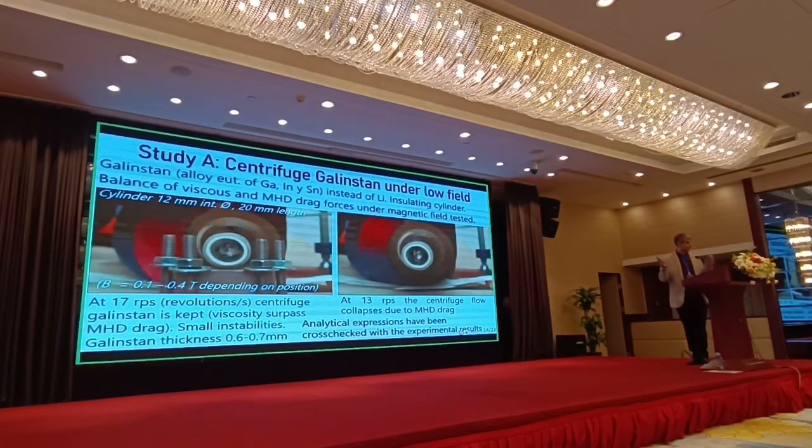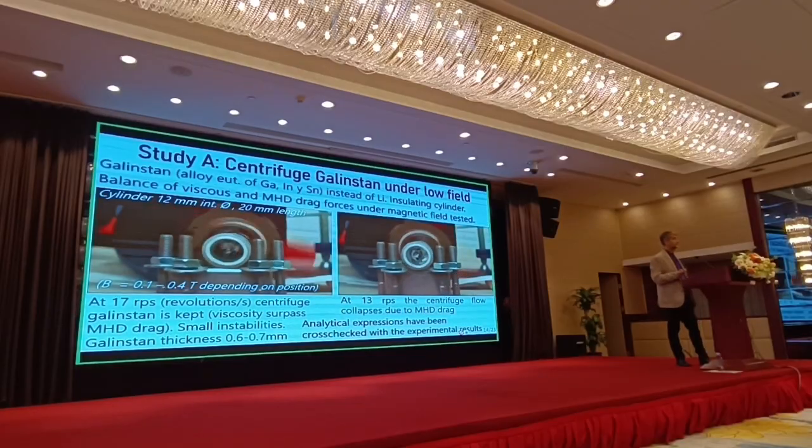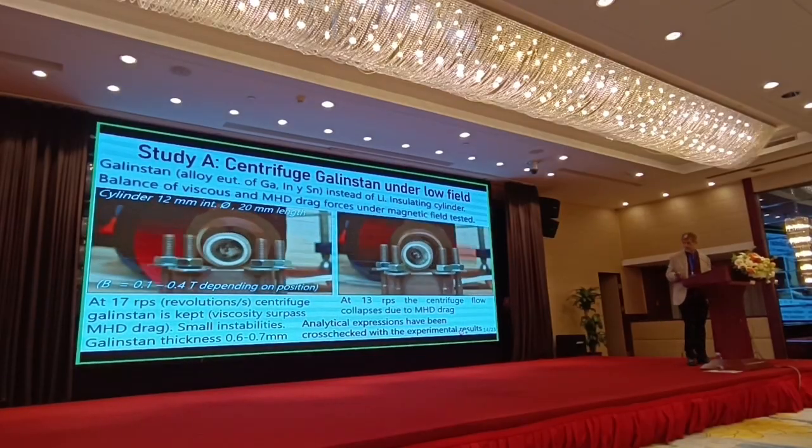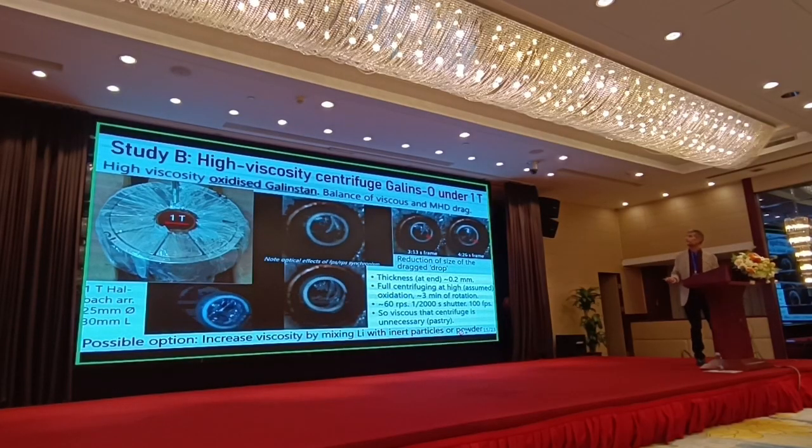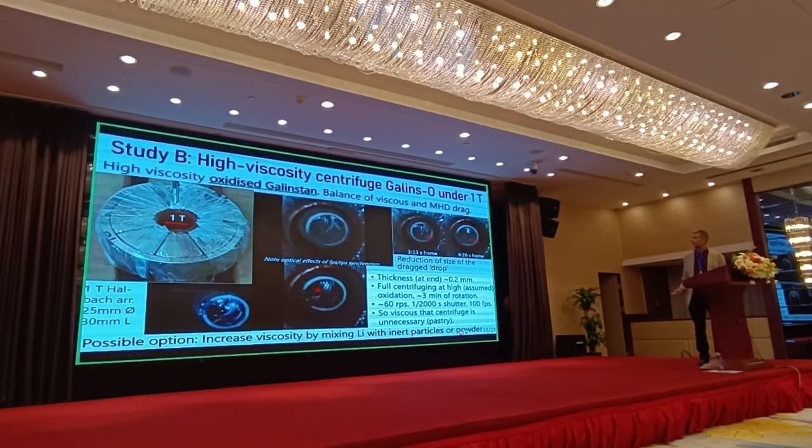We cross-checked these experiments with our analytical expressions of MHD, and we advanced a bit on the concept. We also performed experiments in the same cylinder of galinstan inside this Halbach array of 1 tesla at the center. At the beginning of the video we see the drop as in the previous experiment, but at the end we see that the drop disappears and we have a surface of about 0.2 millimeters thickness. The thing is that it's so viscous that centrifuge is not necessary at the end.